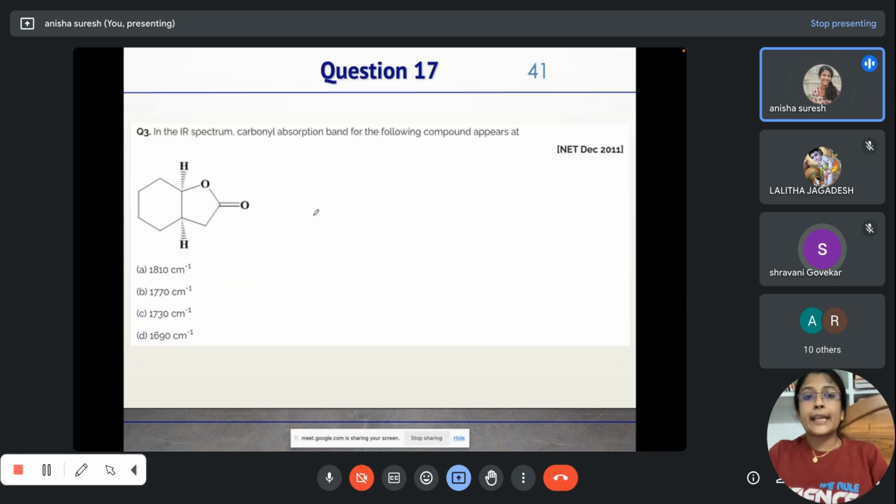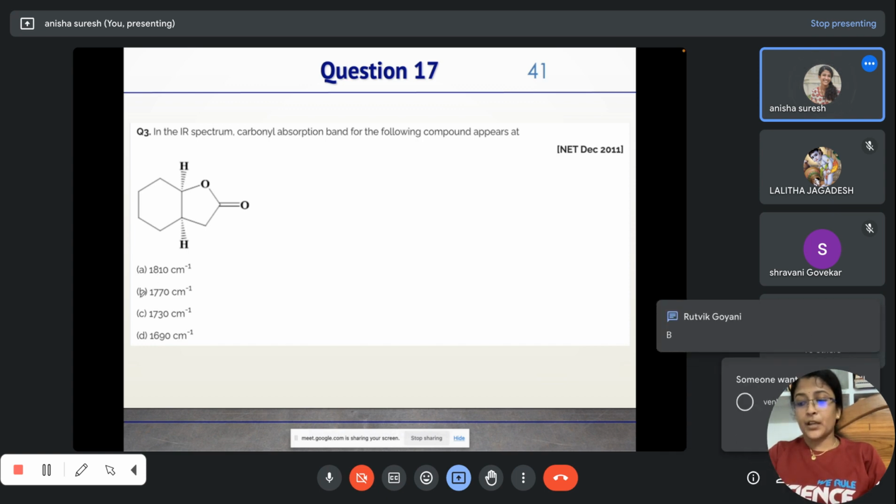Now coming towards the last question. In the IR spectrum, the carbonyl absorption band for the following compound appears at. This is a question from CSIR NET December 2011. What will be the carbonyl absorption frequency of this compound? Here a cyclic ester is given and four different frequencies are given.